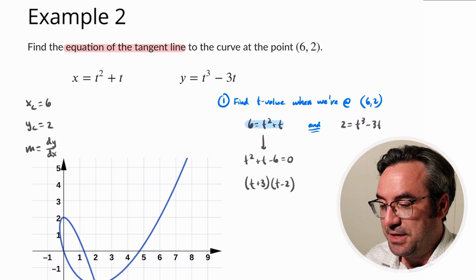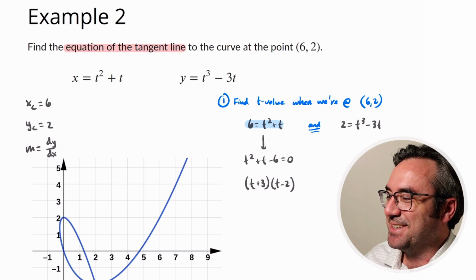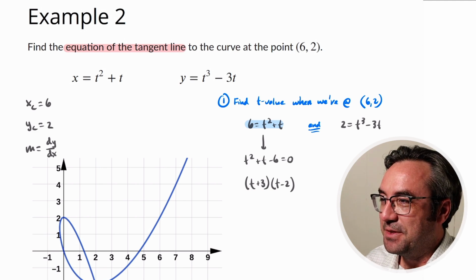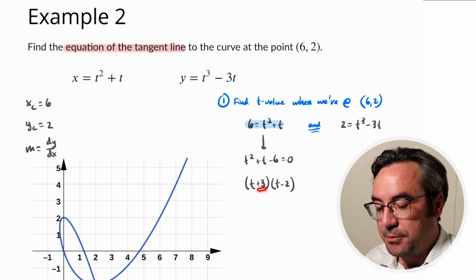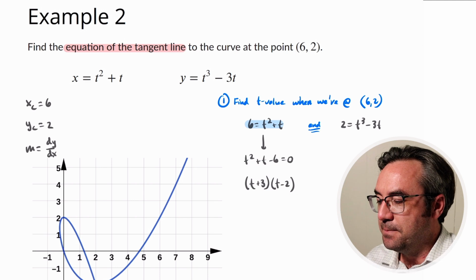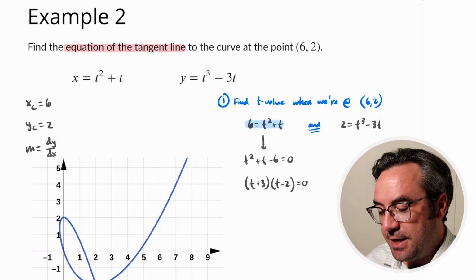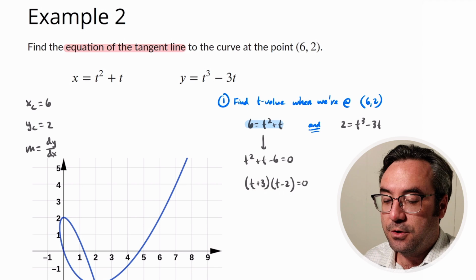And I know I'm guilty of it. My t's really start to look like plus signs. So be careful. But this factors nicely. So 3 times negative 2 is negative 6. 3 plus negative 2 is positive 1. So this factors. And what this tells us is we actually get two different t values when our particle has an x value of 6.